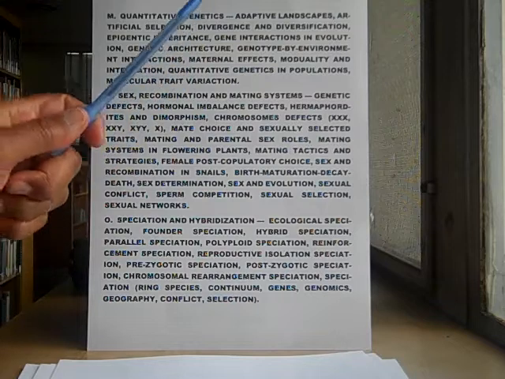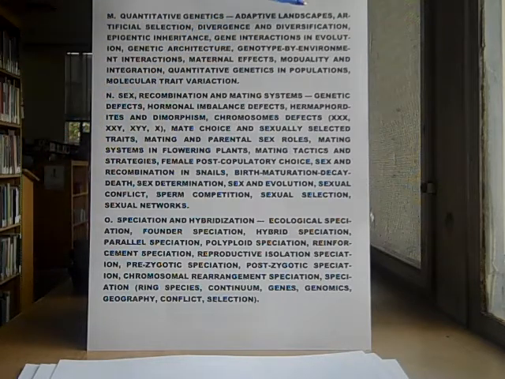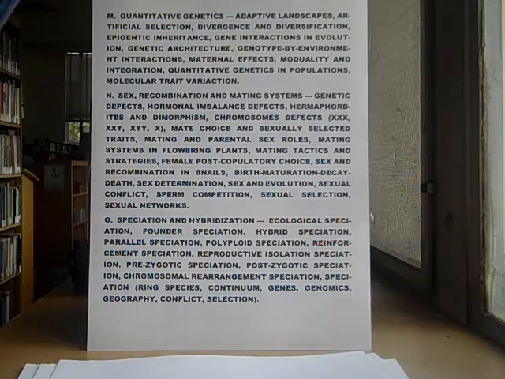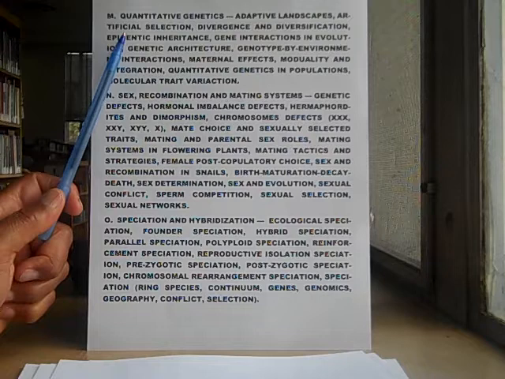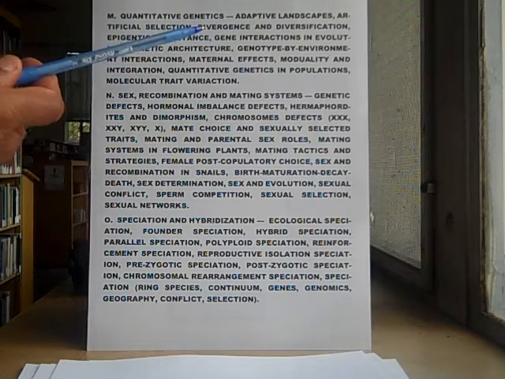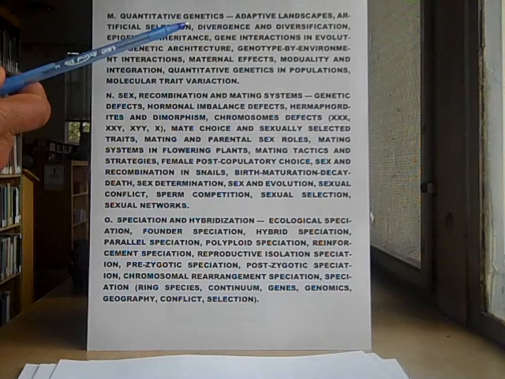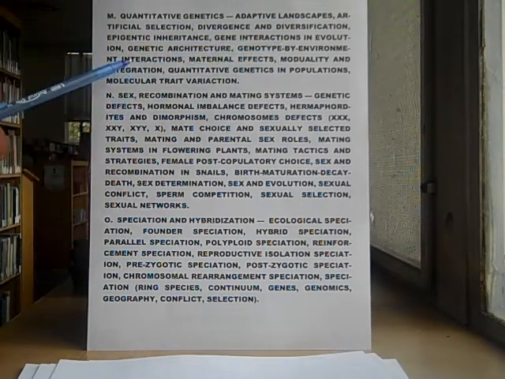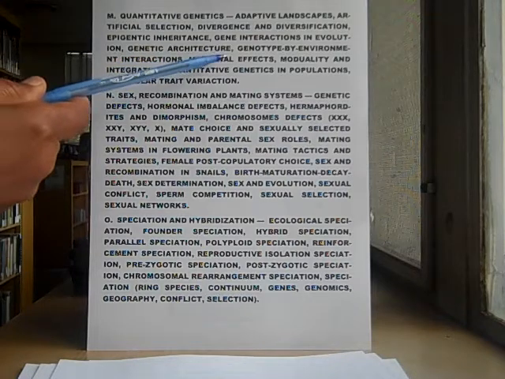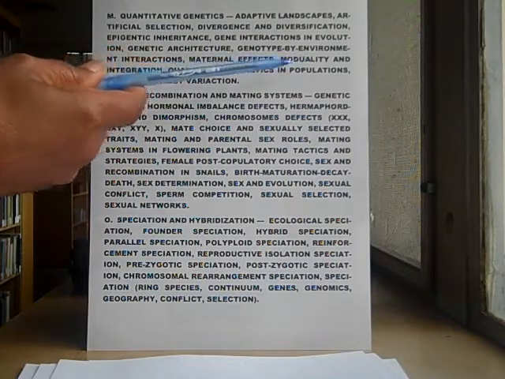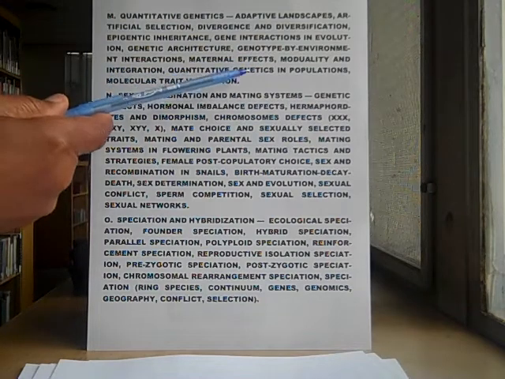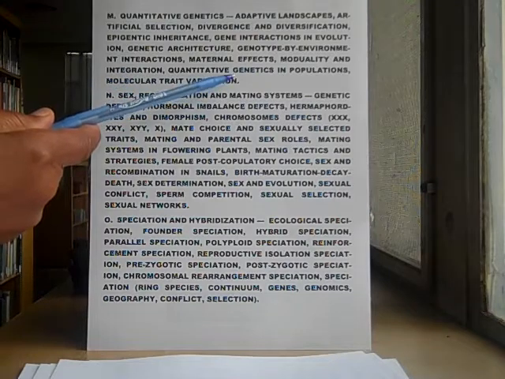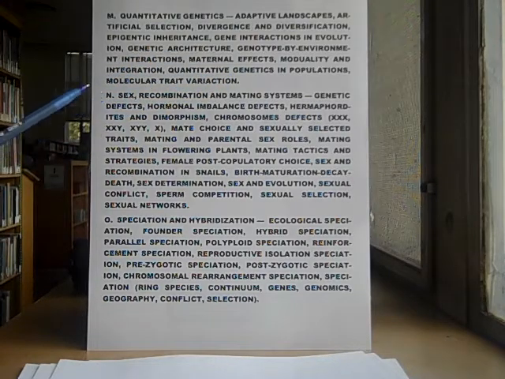Quantitative genetics. This includes adaptive landscapes, artificial selection, divergence, and diversification. Epigenetic inheritance, gene interactions in evolution, genetic architecture, genotype by environment interactions, maternal effects, modularity and integration, quantitative genetics in populations, molecular trait variation. N, we'll go to N now.